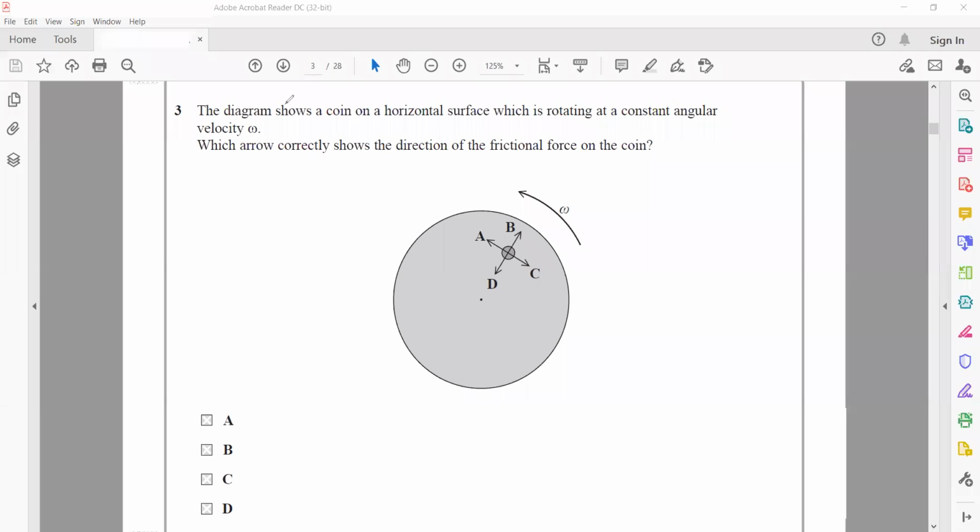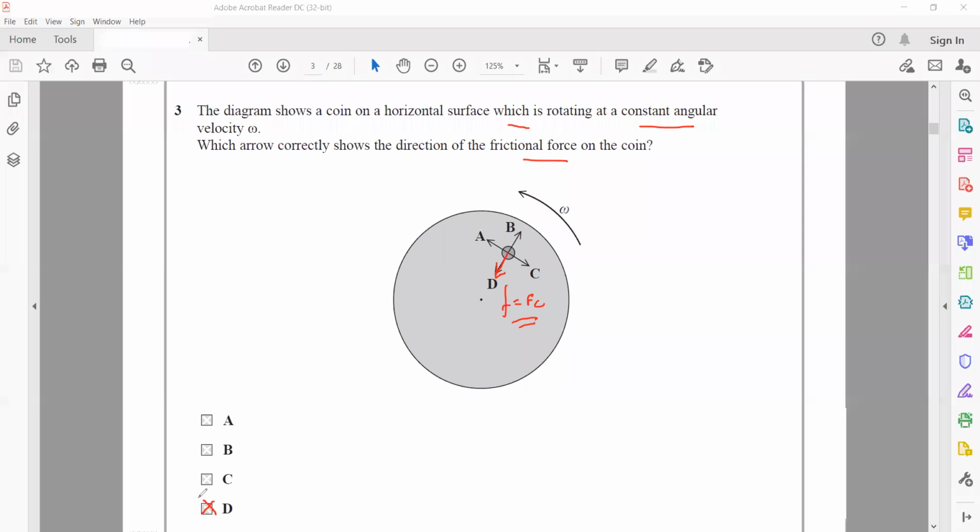In this question, the diagram shows a coin on a horizontal surface. So the coin is placed on the horizontal surface and is rotating at a constant angular velocity omega. Which row correctly shows the direction of the friction force? So when an object is moving in a circular path, the friction force is directed towards the center and that is responsible for the centripetal force as well. So that's why D is the right answer.